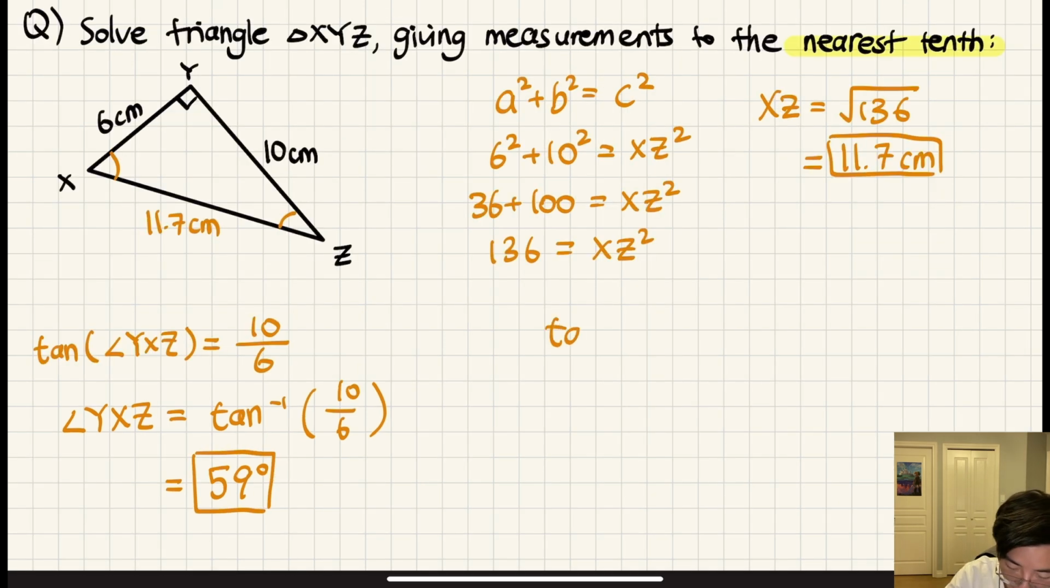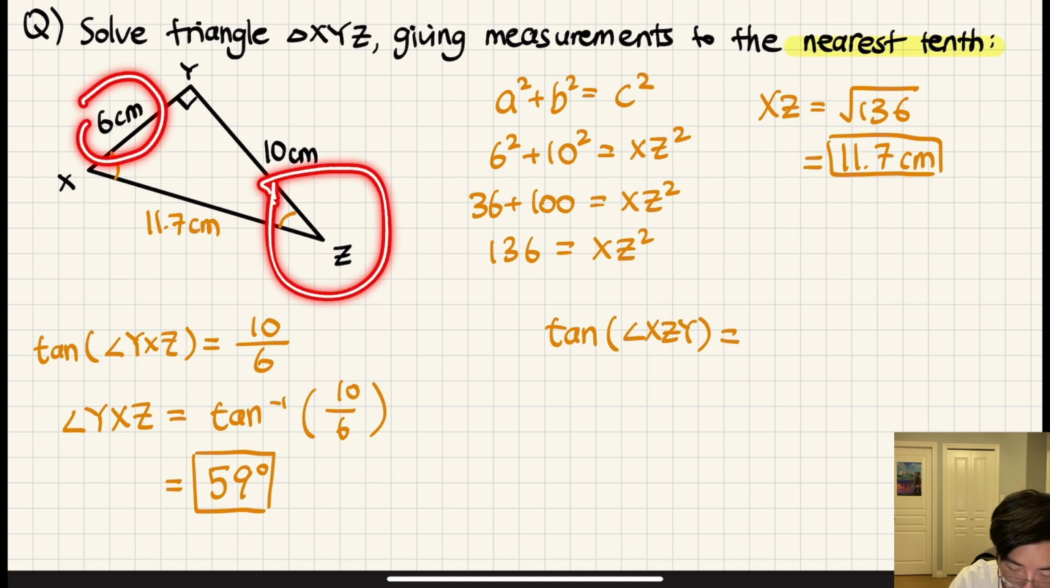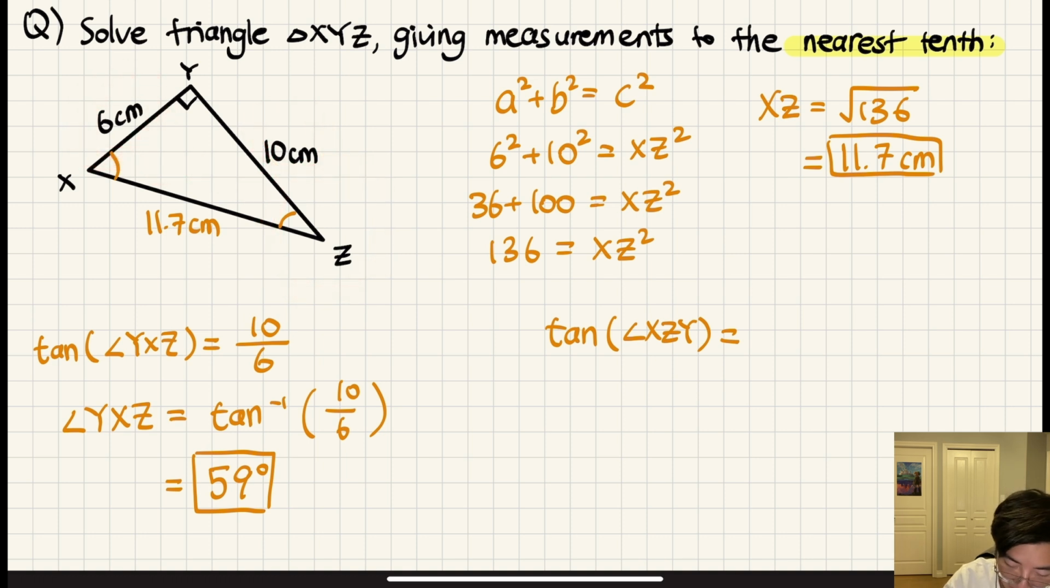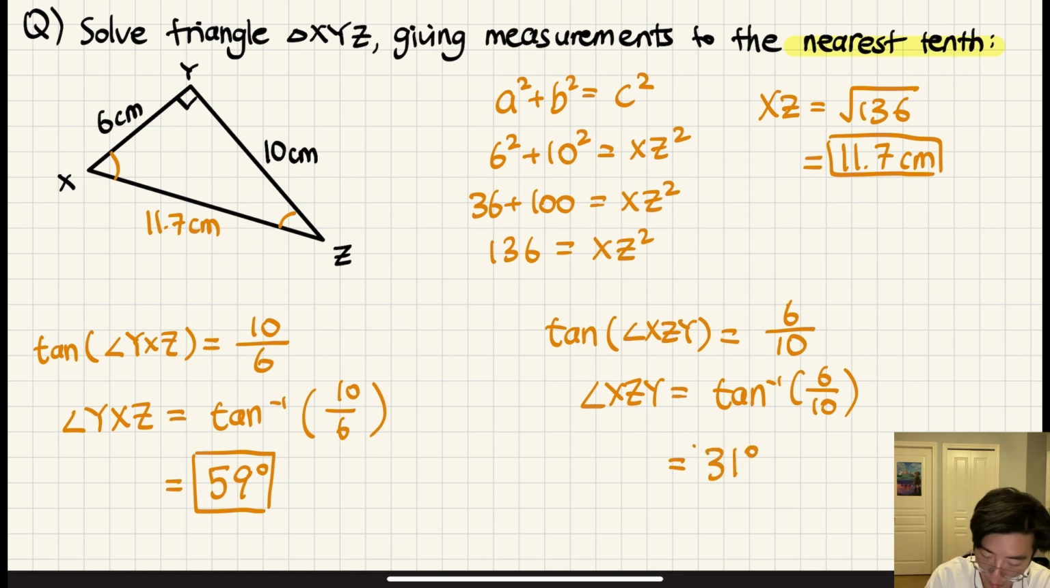Okay, so now for our last angle right here, we do the same thing. The tangent of the angle XZY is equal to, so now we're looking at this angle right here, we have the opposite, which is now the 6 centimeters, and the adjacent, which is the 10 centimeters. So we have opposite over adjacent. And same thing, we will just inverse tangent this fraction to get 31 degrees. The actual answer is 30.96 something, which we round up to 31 degrees.